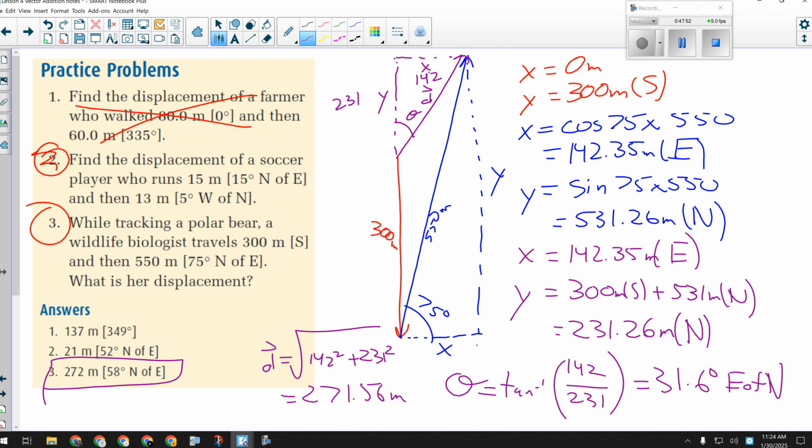Okay, now we just have to put in the right number of significant digits. They do this wrong. Your vector is a measured value and should have the same number of significant digits as your magnitude. So our final answer here to 3 significant digits is going to be 272 meters at 31.6 degrees east of north, or at 58.4 degrees north of east. Okay, everybody with me there?